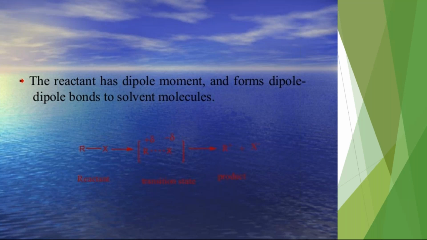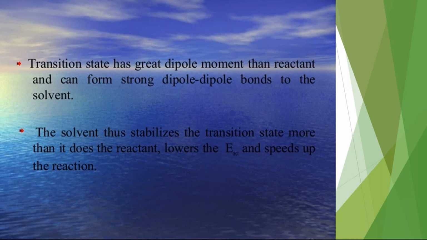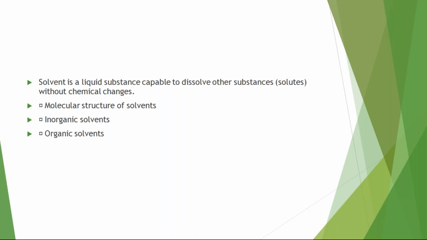Halogens are negatively charged, whereas alkyls, CH3, are positively charged. So when they are breaking down, the R group will possess a positive charge, whereas the halogen will possess a negative charge. So this is how the ions are formed. So this is in case of reactions.